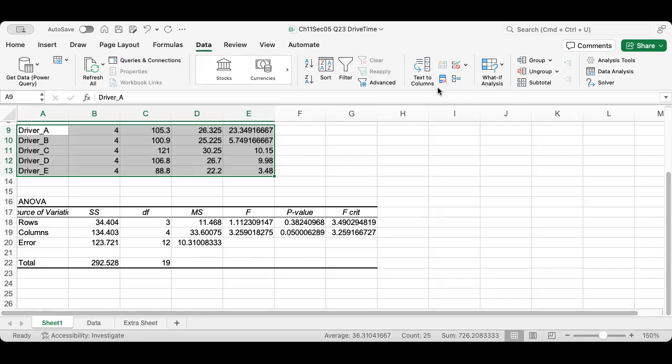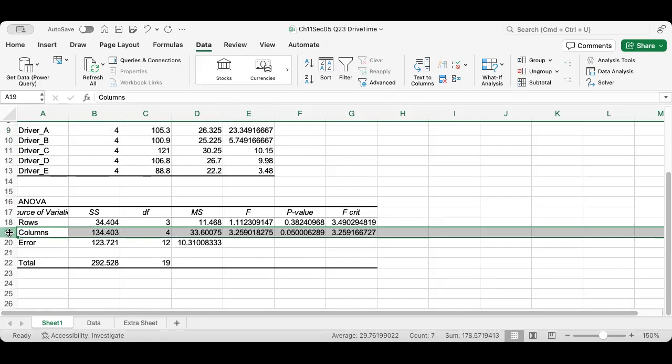One's going to answer the question for me, Mike. Right. We said the treatments were the columns. So I want the columns data here. So we have a problem. What am I supposed to do with my null hypothesis based on that number?